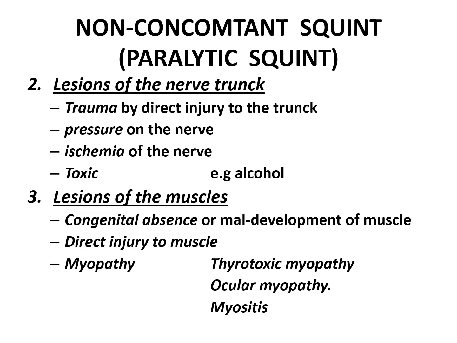So lesions involving the nerve trunk may be there: trauma by direct injury to the trunk, pressure on the nerve by tumors, aneurysms, or any space occupying lesions, or there may be ischemia of the nerve or toxic effects like alcohol. Lesions may be in the muscles: congenital absence or maldevelopment of muscle, direct injury to muscles. There may be myopathy such as thyrotoxic myopathy, ocular myopathy, or myositis.